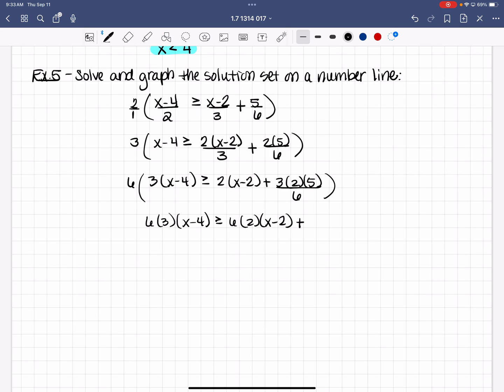plus, those 6's in the bottom fall out, right? So that's 3 times 2 times 5. Now it makes the number bigger, but you have now eliminated all your fractions, right? So this becomes 18 times x minus 4 is greater than or equal to 12 times x minus 2 plus, what, 30?